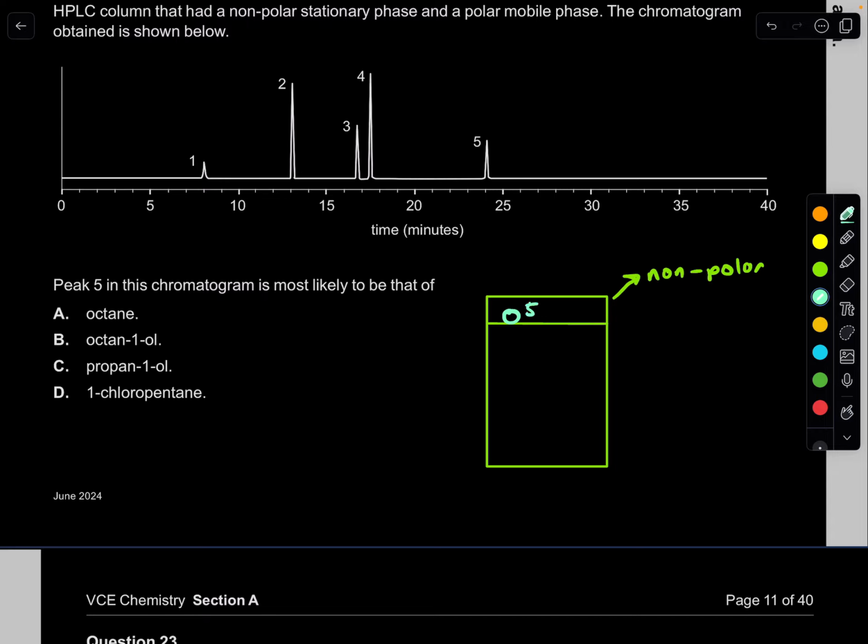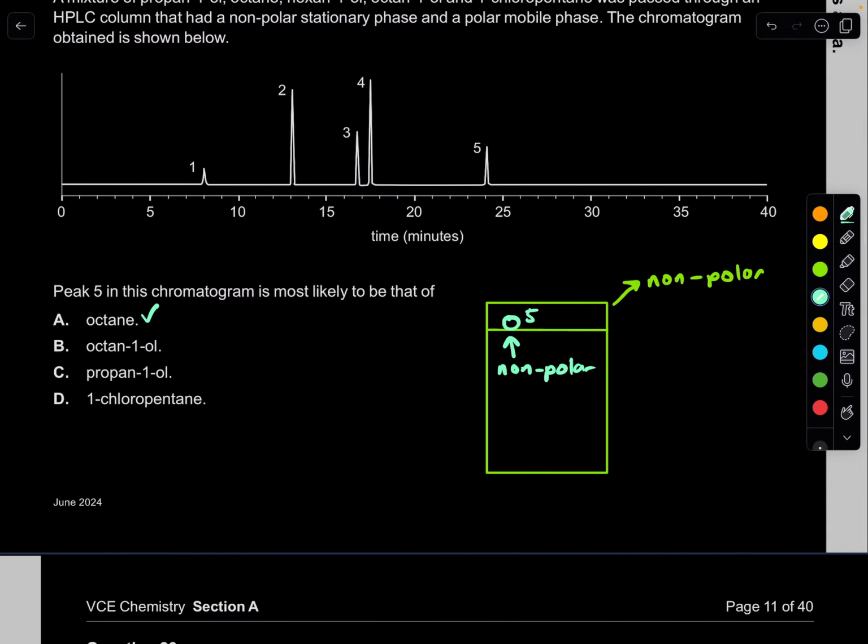I mean, that's the 5 one. That's the one that's the longest. It means that it's strongly bonded to that stationary phase, meaning that it has to be strongly non-polar too. Remember, non-polar loves non-polar. It's very bonded to it. So it takes a very long time to come out. So that means that peak 5, which has the longest retention time, is very attracted to that stationary phase, which is non-polar. So it has to be the one that's the most non-polar compared to the other molecules.